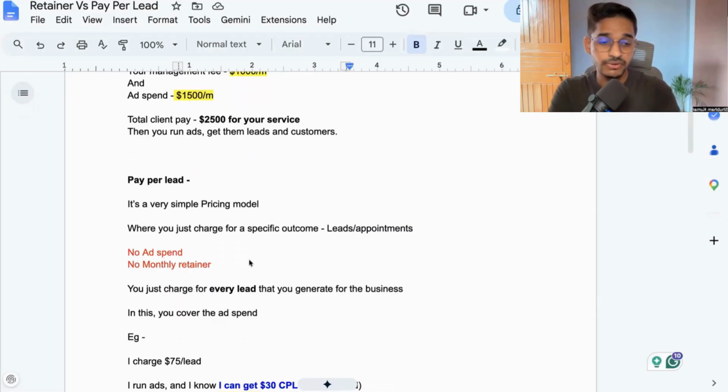And when it comes to pay per lead, it is a very simple pricing model. You can say it is more of a performance based structure, where you just charge for a specific outcome, whether it is a lead or an appointment. In this, there's no ad spend the client has to pay, there's no monthly retainer, you just charge for every lead or every appointment that you generate for the business. So in this you have to cover the ad spend.